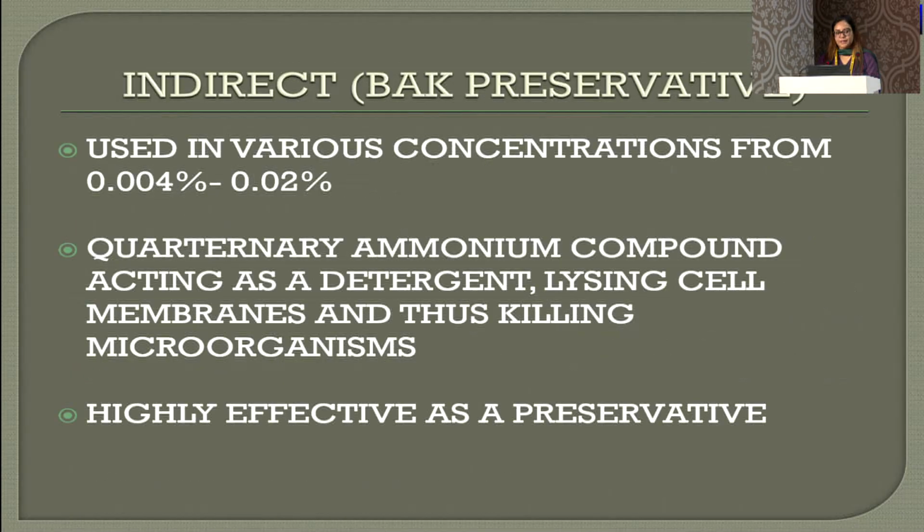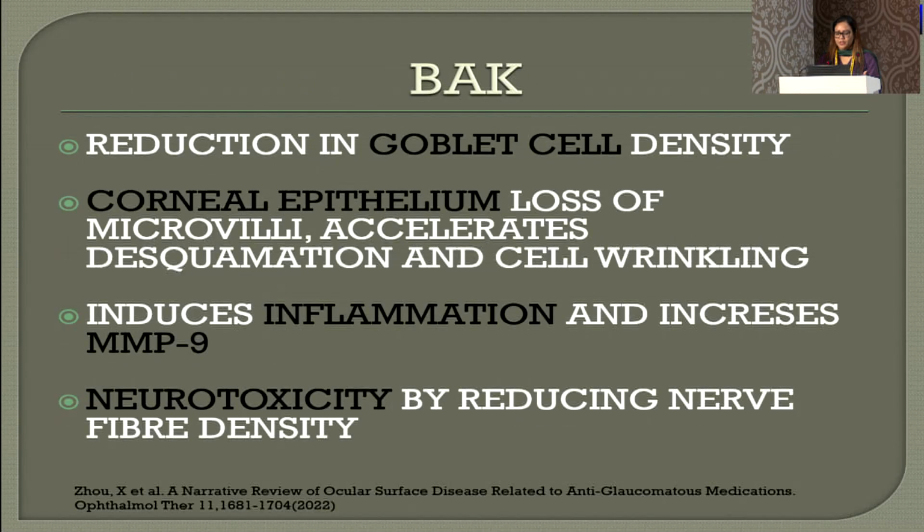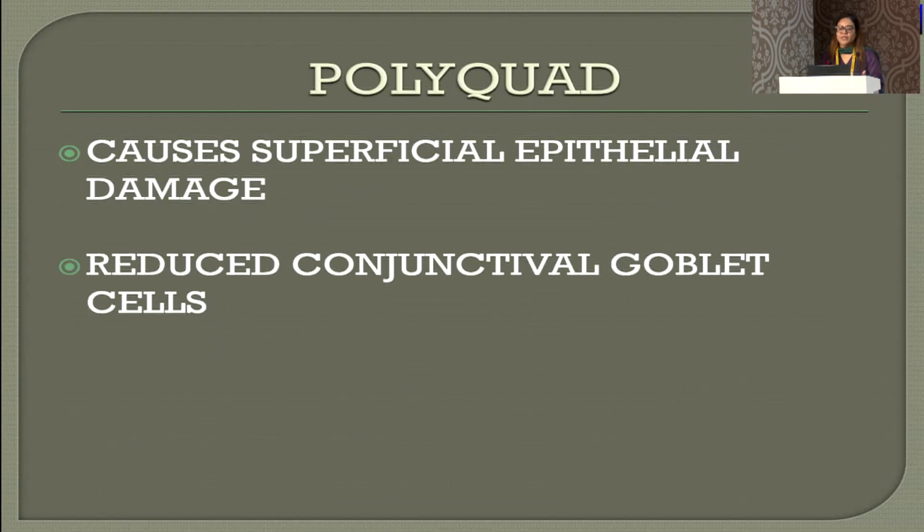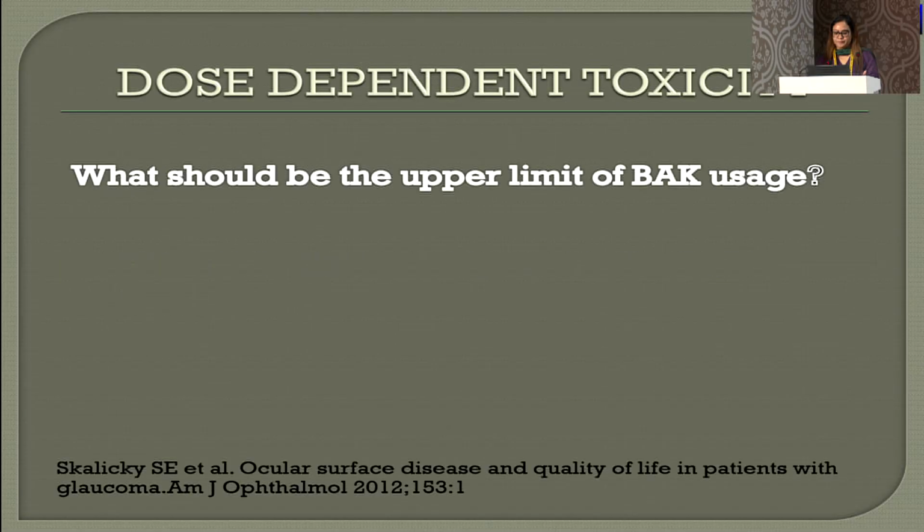But it is the indirect effect which is more important because of the preservative, and most precisely because of the BAC, which is a very effective preservative because of its high antimicrobial property, but it reduces goblet cell density, affects the corneal epithelium by causing loss of microvilli, accelerating desquamation and cell wrinkling, and increases inflammatory markers like MMP. Then we have polyquat, which is also present in some glaucoma medications and is known to cause less toxic ocular side effects. So there is a concept of dose-dependent toxicity.